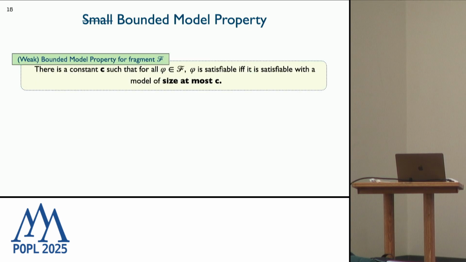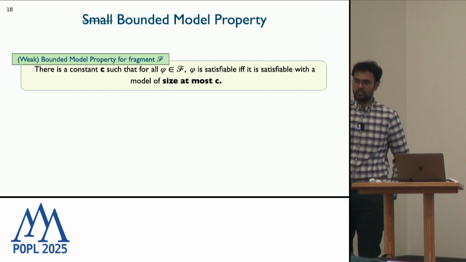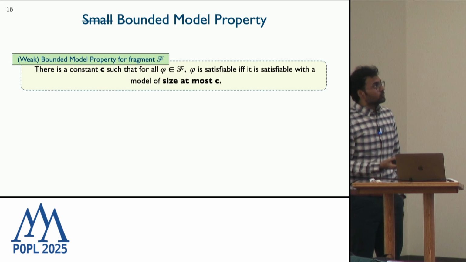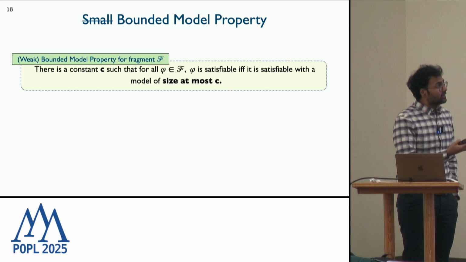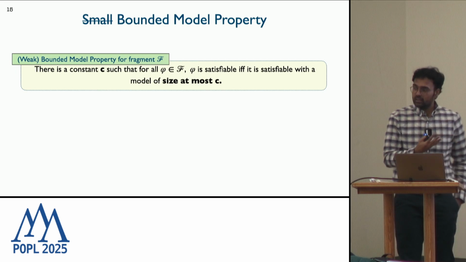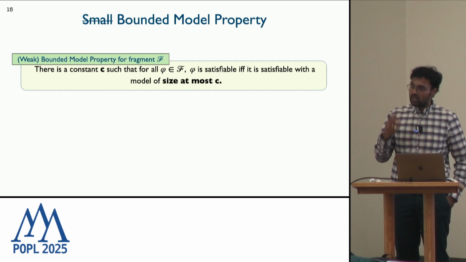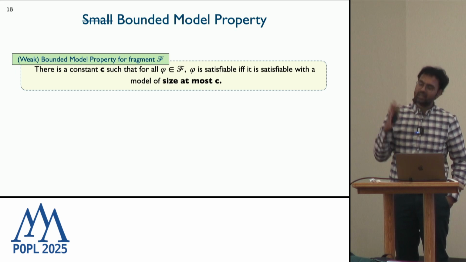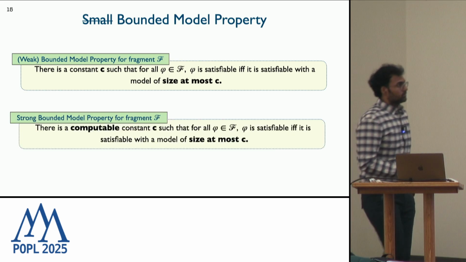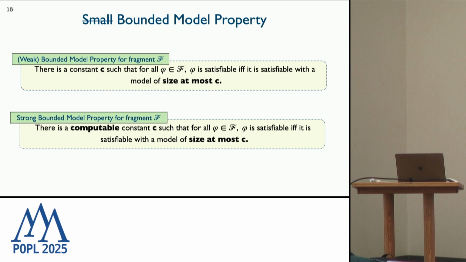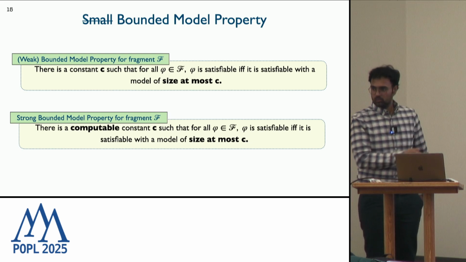So the condition is pretty natural. You fix the constant a priori. Don't let it depend on your formula. And then you say your fragment is said to have this nicer property, bounded model property, if no matter what formula you take, independent of its size, the models that it can be true on, or the models that can witness its satisfiability, are bounded by that constant, which is independent of the size of the formula itself. Moreover, if this constant is also computable just based on the signature, that's even better. And that's the property of strong bounded model property.